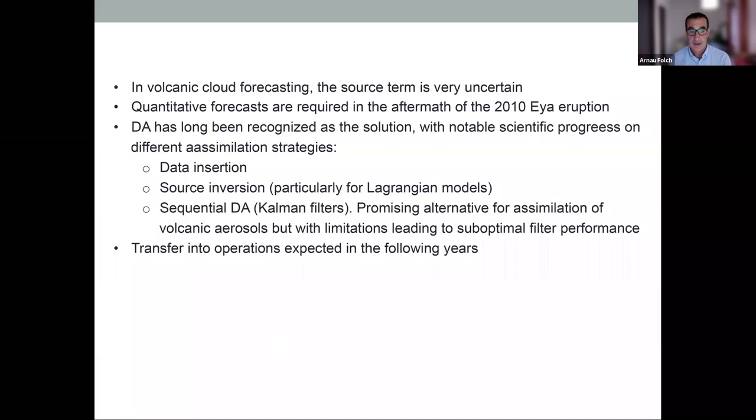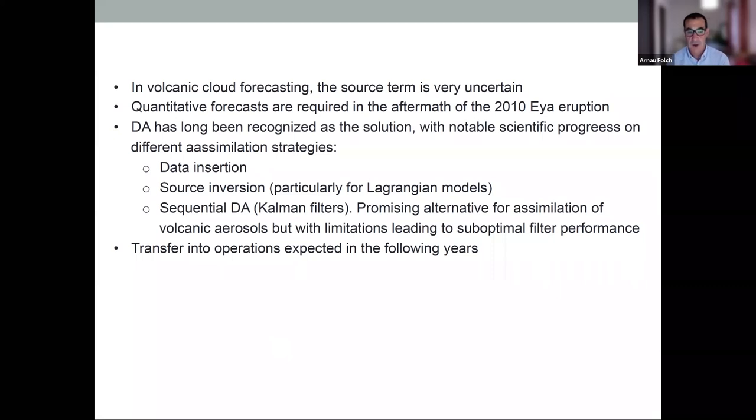And for that, data simulation has been strongly used, at a research level, as a solution to this problem. And this has brought a lot of work, a lot of contribution, with substantial scientific progress on the different data simulation strategies that have been proposed. We have seen that data insertion is the simplest one, and it works quite well in some of the cases.